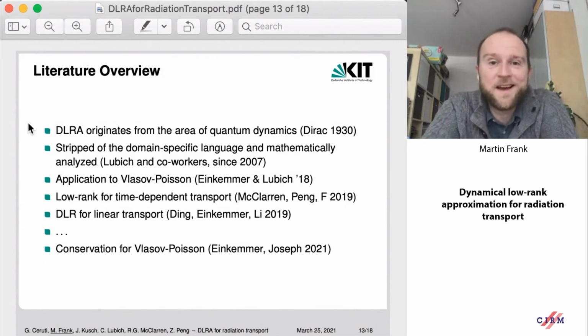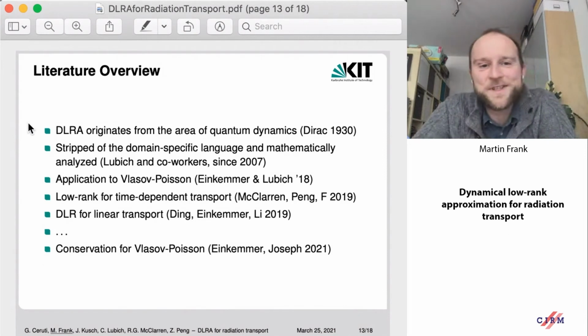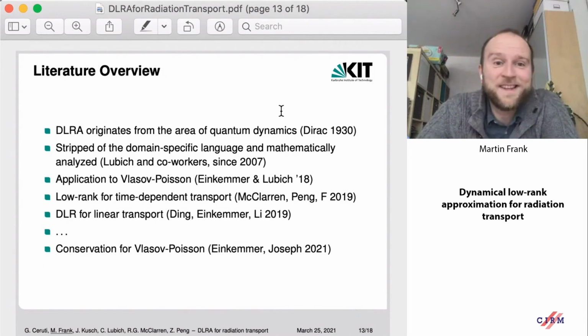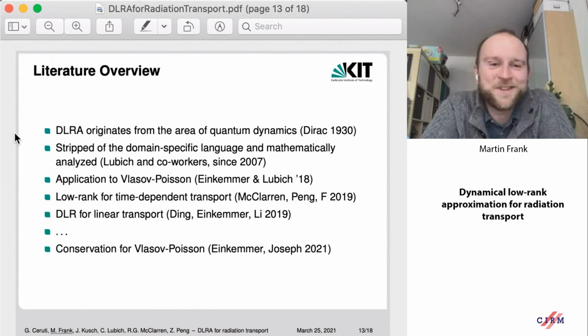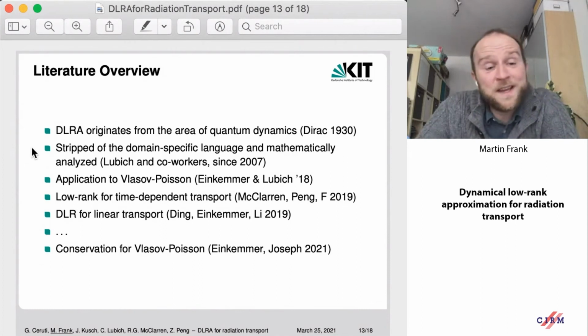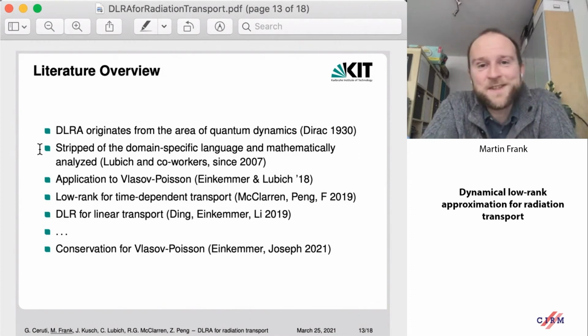It was invented by Dirac for quantum dynamics in the 1930s. So 90 years ago. I realized when I made these slides that I cannot just say 30 anymore, because we're close to the 2030s. So it's almost 100 years old. It was basically discovered by mathematicians about 70 years later.